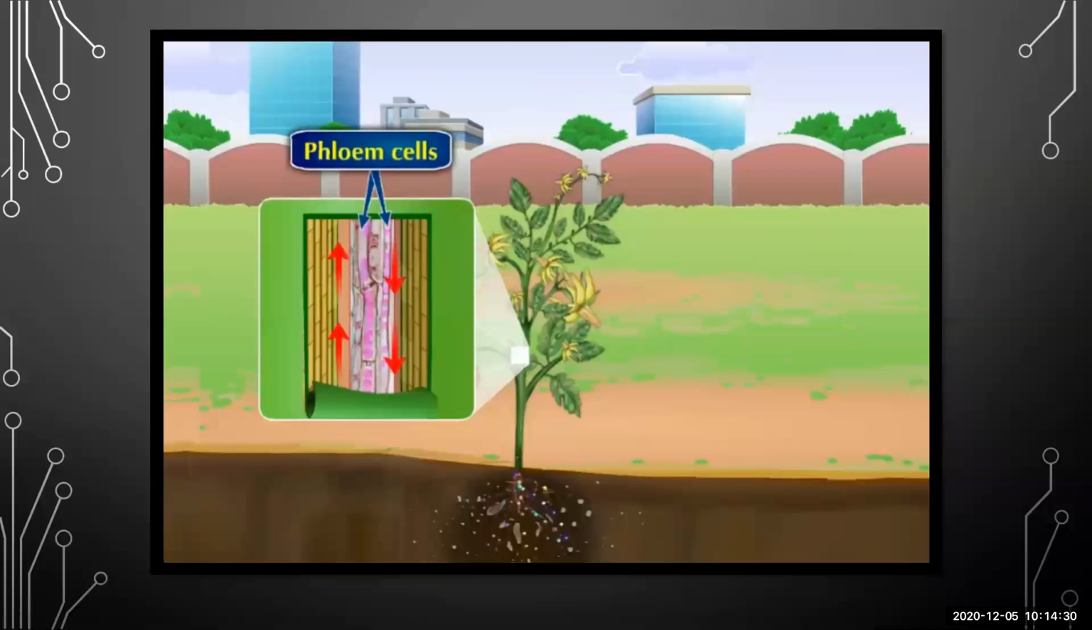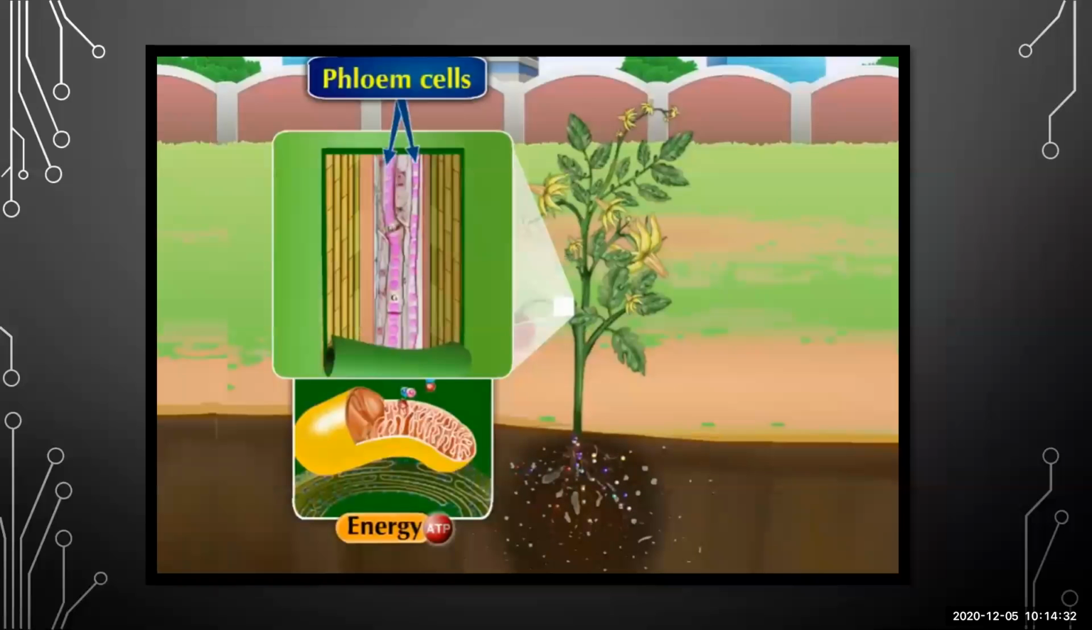Now, translocation of materials is not a simple process. It requires energy. Which energy is required for translocation to take place? This energy is obtained from the ATP, adenosine triphosphate. So, this ATP will help to translocate the food from the part where it is synthesized to the other parts of the plant body.